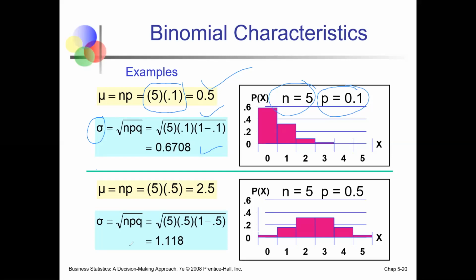Another example: n is 5 and the probability is 0.5. Multiplying n and p, the value is 2.5, which is the mean of the binomial distribution. And the standard deviation is the square root of npq, and the answer is 1.118. So finally, we have seen that you can get the mean, variance, and standard deviation if you have n and p in the given situation.